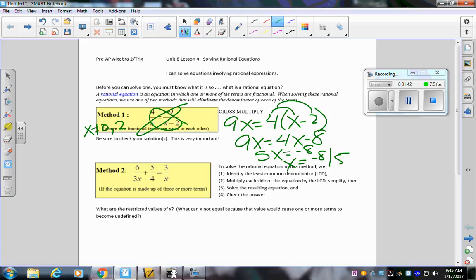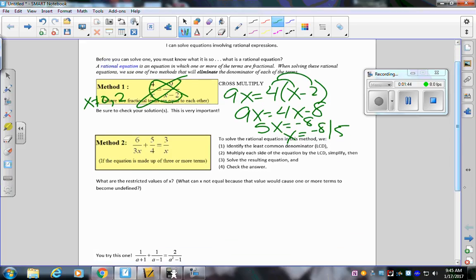All right, well, what happens when it's not a proportion, when it's not a fraction equals a fraction? What happens like in method number 2 where you have a fraction plus a fraction equals a fraction? We can't simply cross multiply here. So we're going to take everything we've done so far and kind of combine it together. Our whole purpose now is to get rid of that denominator to solve. It'll be much easier. So first thing we want to do is identify what the LCD is.